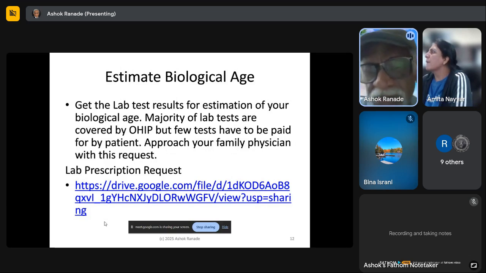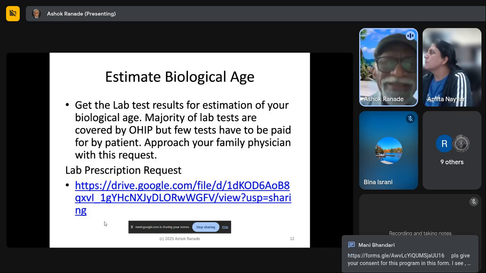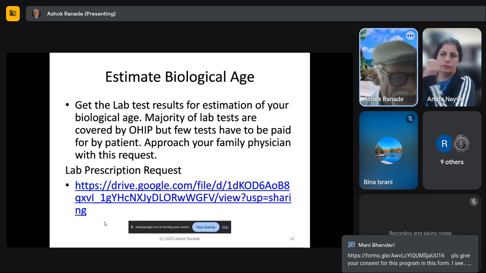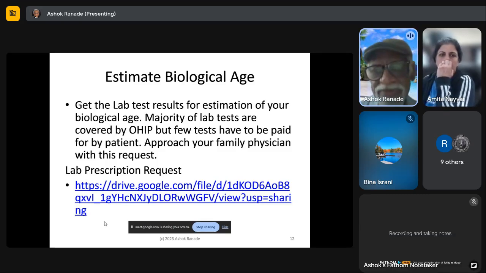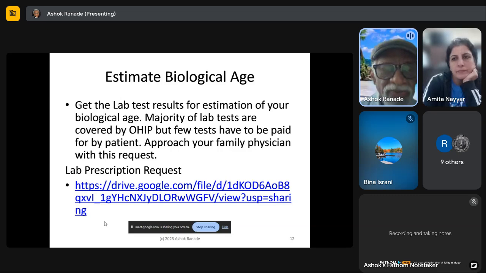Now this is something totally new for the doctors. They will ask you, what is this? What is this biological? Why do you want to do that, etc. Right? So I mean, you can understand that this kind of thing has never happened before, so they will say that. But what I found very interesting was that actually most of the tests which are required for estimation of biological age are already being taken care of by OHIP. OHIP pays for the majority of these tests.